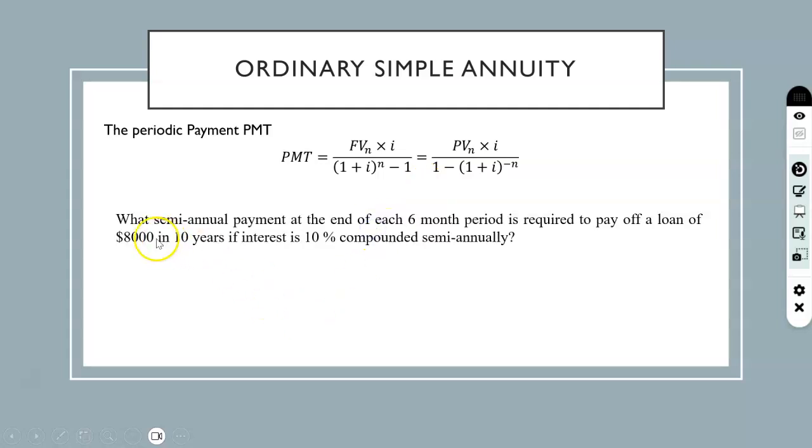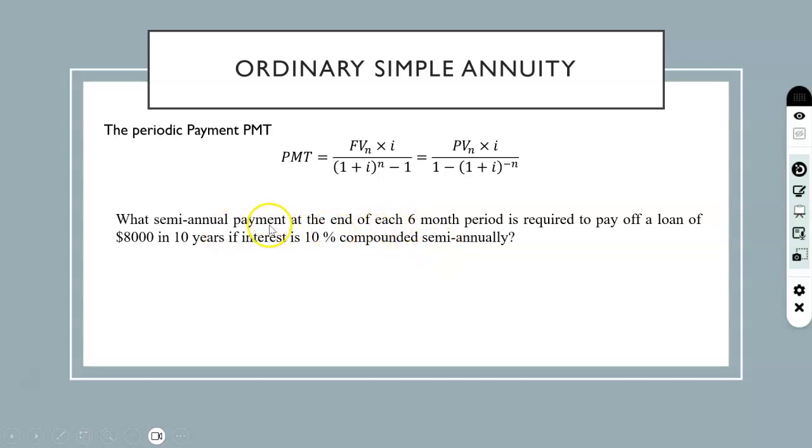Right, so let's see an example. What semi-annual payment at the end of each 6-month period is required to pay off a loan of $8,000 in 10 years if interest is 10% compounded semi-annually? You have to find PMT, and because it's a loan of $8,000, the present value is given, which is $8,000.